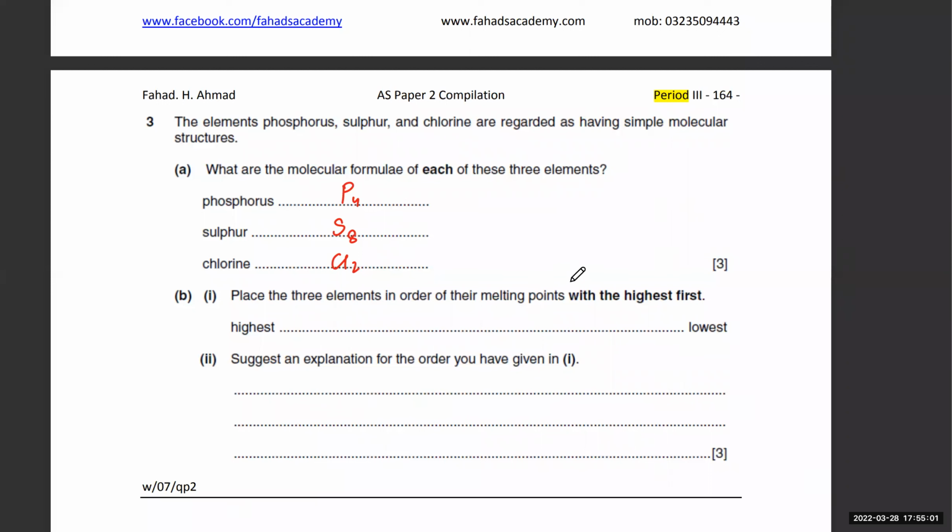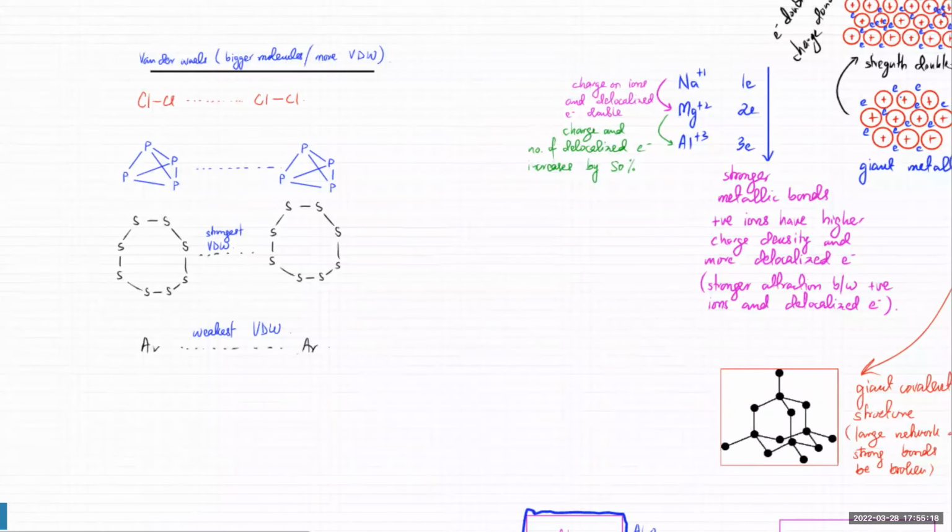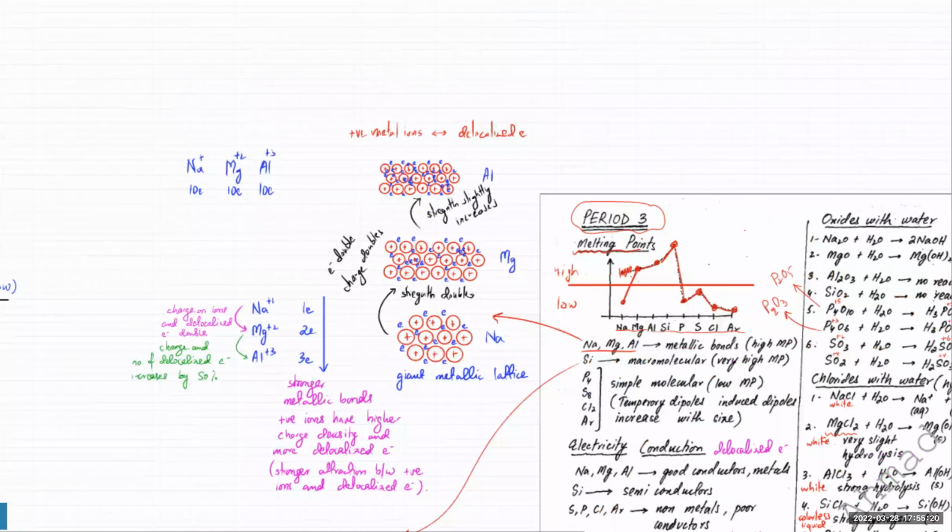Place the three elements in order of the highest Van der Waals forces. S8 will have the highest because it's the biggest molecule, followed by P4, and then followed by Cl2. So you have to remember this order. Sulfur, phosphorus, and then chlorine.